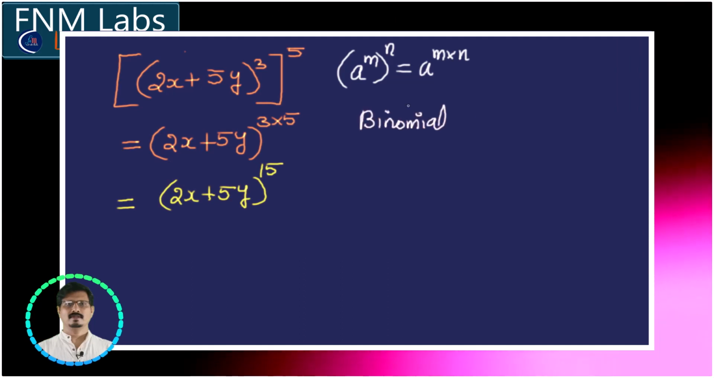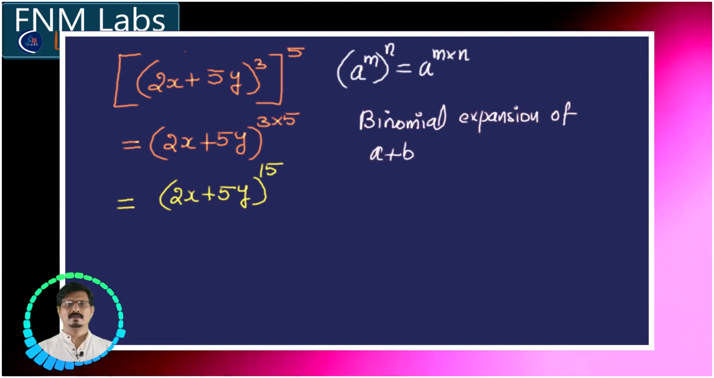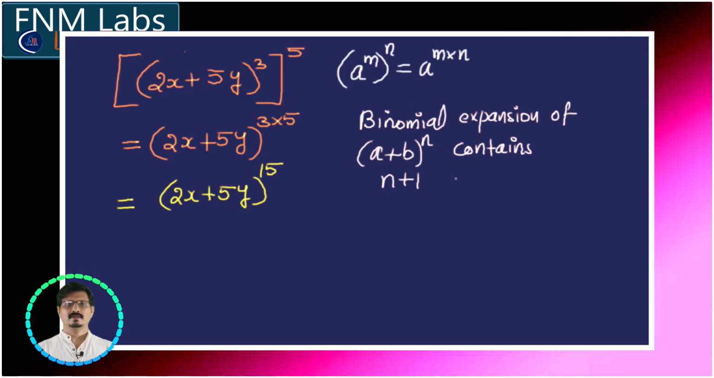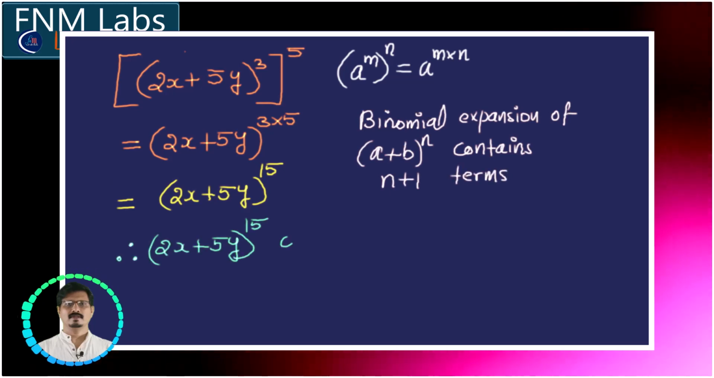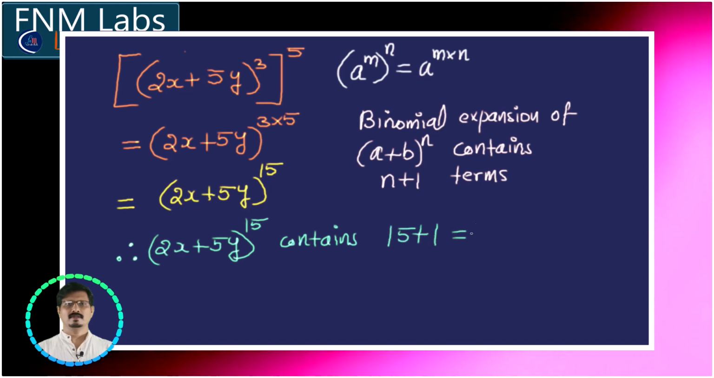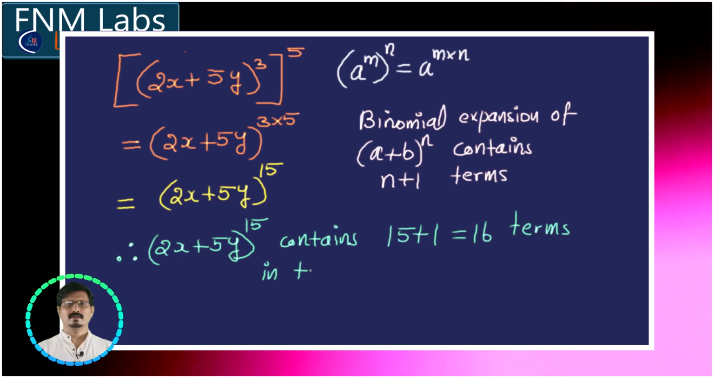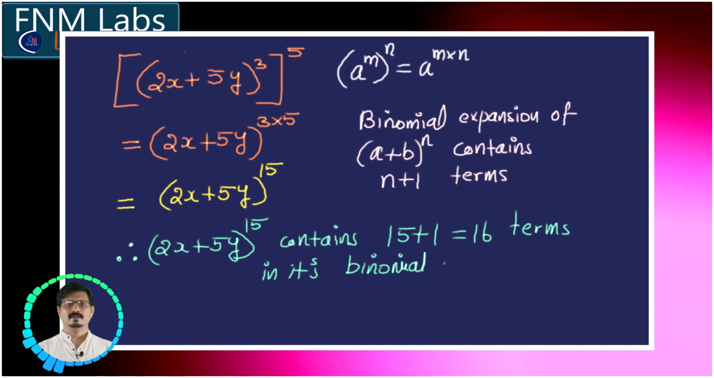We have just seen that the binomial expansion of (a plus b) whole raised to n contains n plus 1 terms. So, according to this, the given expression whose power is 15 should contain 15 plus 1, that is 16 terms in its binomial expansion.